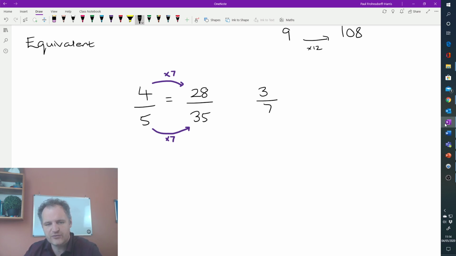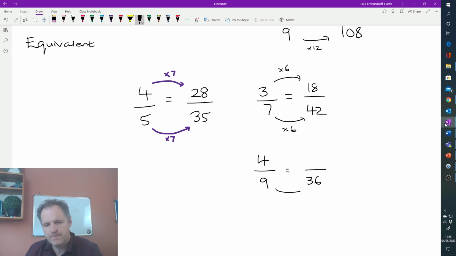So 3/7 goes to something over 42. So here, 7 times 6 is 42. So that one must be 18. And I'll give you one for you to have a go at in the chat. 4/9 equals something over 36.